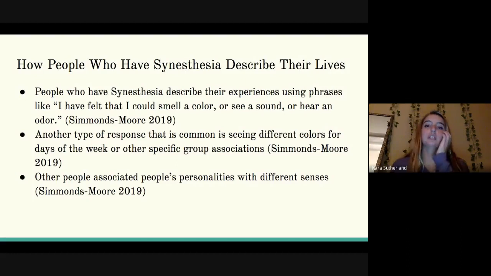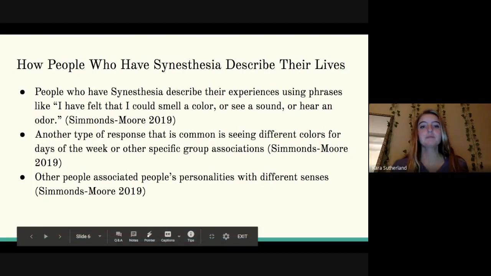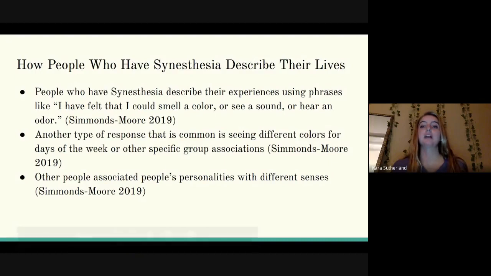So they also take specific group associations and can see colors that way. So each day of the week might get its own color, but it might not be because of the name of the day of the week. They just experience the day of the week in a different color, which is super interesting. And then other people associate people's personalities with different senses, which is just crazy to think about.